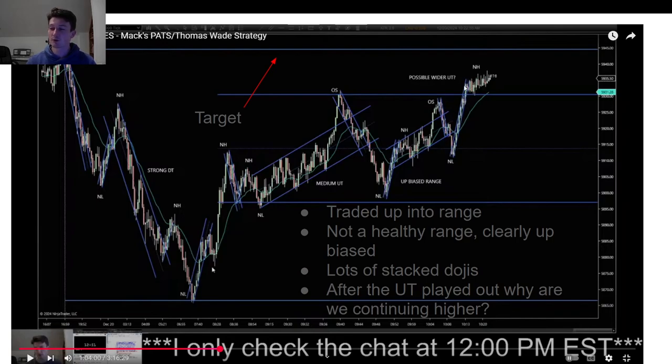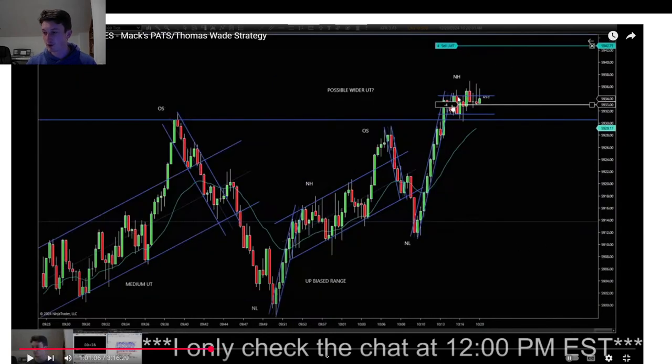That's a sign that you probably don't want to be fading this. This is a lot of momentum here. Not to mention, after the short-term uptrend gets a break in new high, prices are struggling to even come back to the EMA. So that's showing a lot of bullish bias right here, and you don't want to be looking to take short. The last thing is there are a lot of stacked dojis.